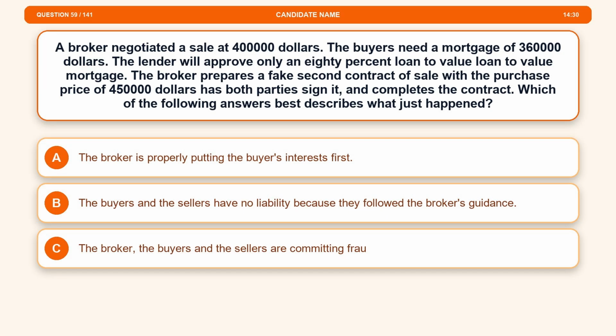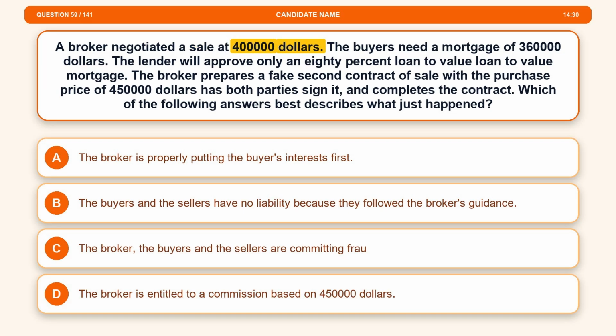Question 59. A broker negotiated a sale at $400,000. The buyers need a mortgage of $360,000. The lender will approve only an 80% loan-to-value mortgage. The broker prepares a fake second contract of sale with the purchase price of $450,000, has both parties sign it, and completes the contract. Which of the following answers best describes what just happened?